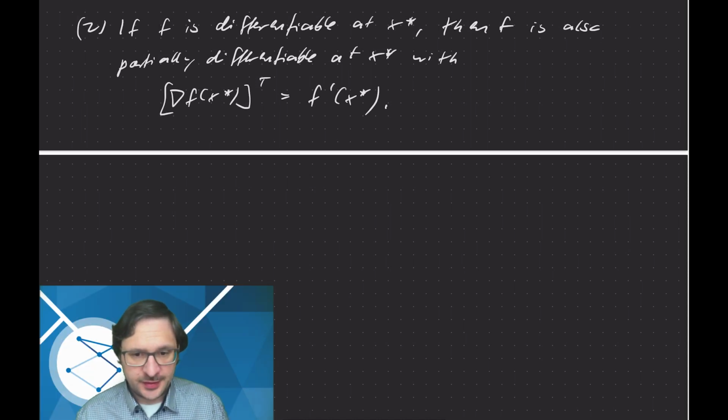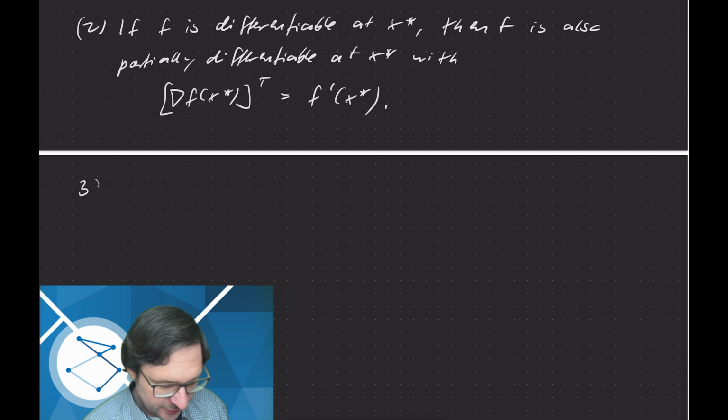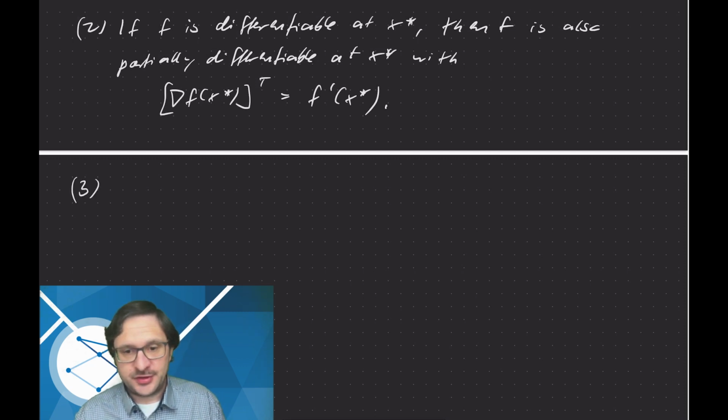The third point is probably the most interesting one, and that's the reverse direction. So what if f is partially differentiable? Well, we have already seen that there are functions that are partially differentiable, but not totally differentiable. So that's not sufficient. We need to add a little more to that. And the condition that we need here is continuity. So the exact theorem here is if f is partially differentiable and the partial derivatives are all continuous, then f is also totally differentiable.